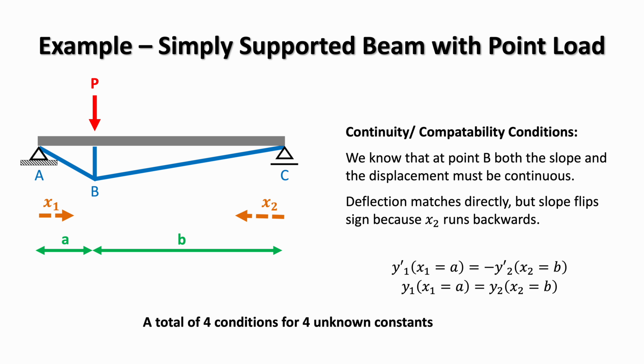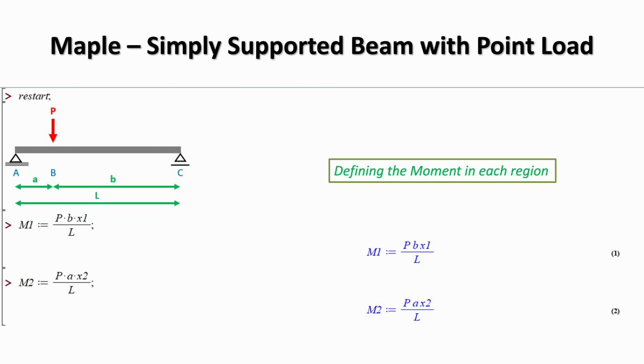Because the coordinate x2 is measured in the opposite direction, the slope changes sign. This is why the continuity condition is written with a minus sign. Taken together with the two boundary conditions, we have 4 independent conditions for 4 unknown constants that will develop when we do the double integration. These are the exact conditions that will be given to Maple, so it's essential that they're written correctly. And now we move on to Maple.